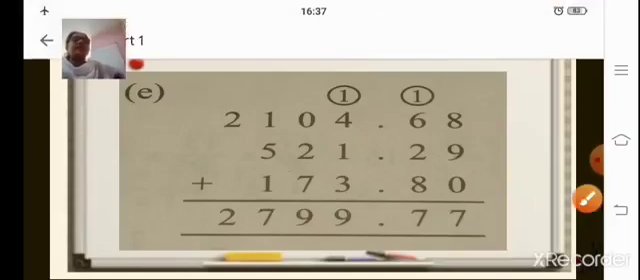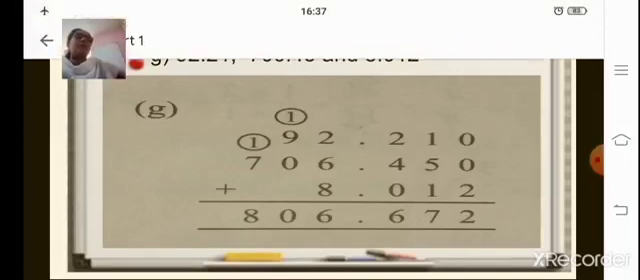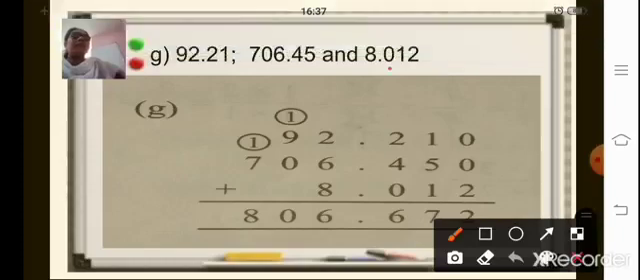Next sum is G1. Same way, 92. Now here you can see in these 3 numbers the maximum number of decimal places is 3. So the first one is 92.21. You will add a 0 to make it a like decimal. Then 706.45, so you'll write it and again add one more 0 here.